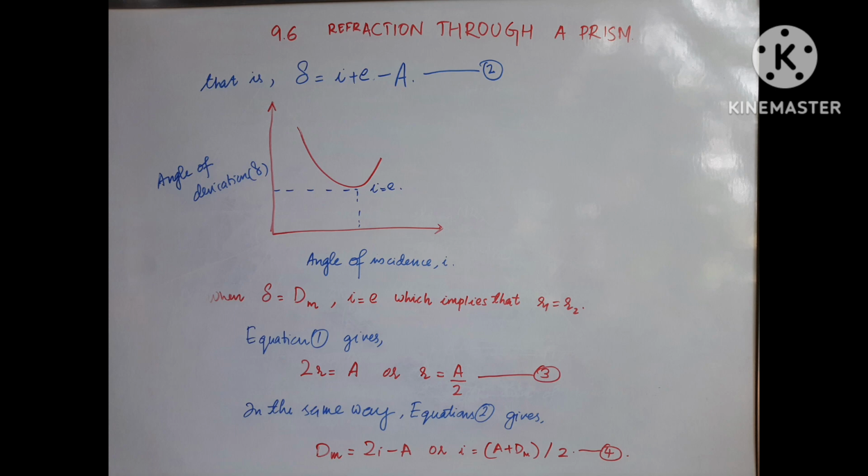When we substitute these assumptions in equation 1, we get 2R is equal to A, or R is equal to A by 2. In the same way, equation 2 gives dm is equal to 2I minus A, or I is equal to A plus dm, whole divided by 2. This is our fourth equation. So we got I and R.